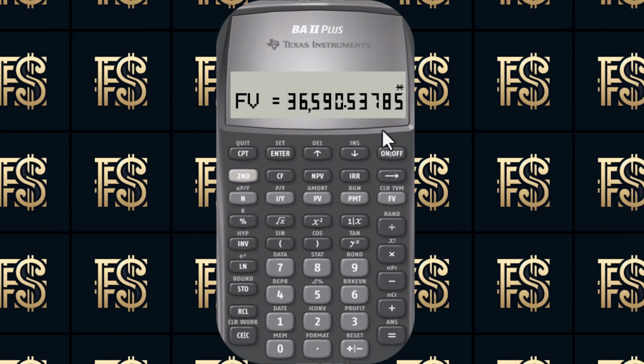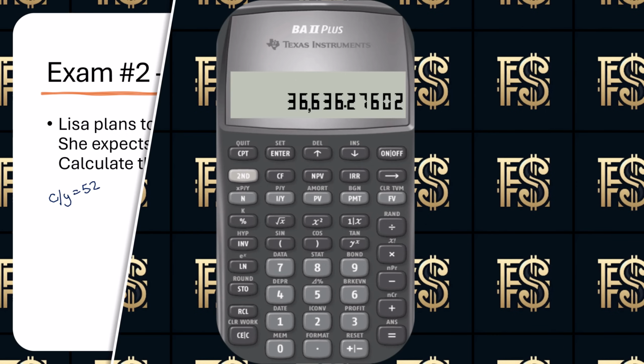So once again, here is our answer that we solved for in the financial calculator. We're going to hit multiply, open parentheses, 1 plus, open parentheses, 6.5%, divide that by 52, and hit equals. And what we find is that the future value, if this is an annuity due, of course it has to be greater, we know that from our lecture, is $36,636.28.